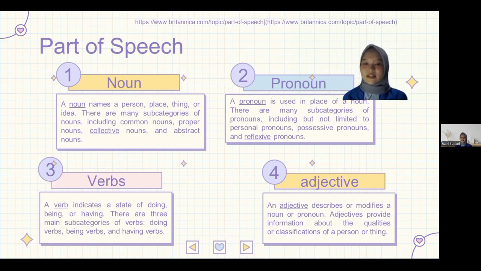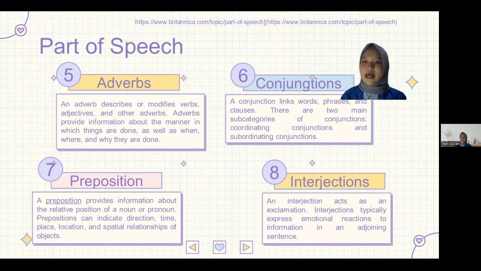Number 4 is adjective. An adjective describes or modifies a noun or pronoun. Adjectives provide information about the qualities or classification of a person or thing. Number 5 is adverb. An adverb describes or modifies a verb, adjective, or other adverb. Adverbs provide information about the manner in which things are done, as well as when, where, and why they are done.